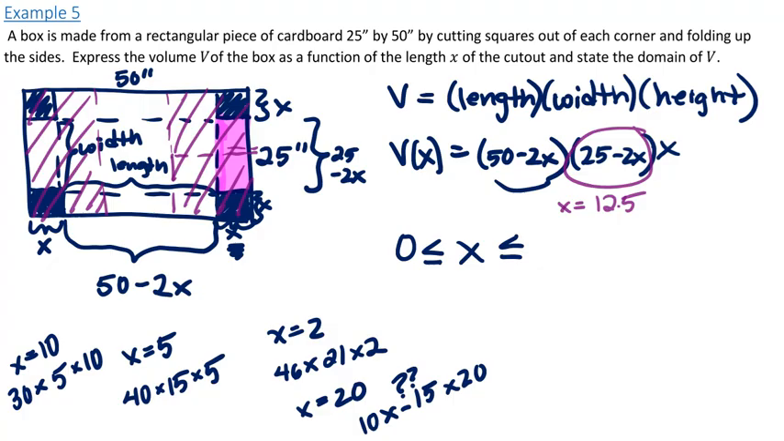So again, it's not a box, but it's the extreme of what you can actually make sense of in a real world context. If you go anywhere beyond that, it's impossible. You can't cut out more than 12.5 inches from each side of a 25-inch piece of cardboard. So the domain of this is everything from 0 to 12.5. The maximum will probably lie somewhere in the middle, but those are all the possible situations that make any kind of sense in this problem.